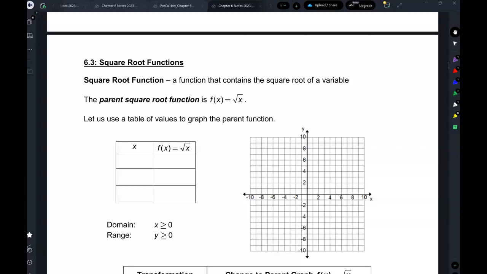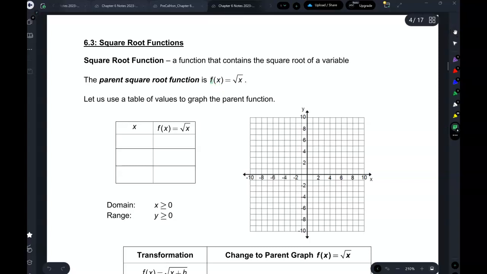Right, so we are going to talk about square root functions today. Namely, we're going to talk about how to graph square root functions today. Okay, so the parent function for a square root graph is this: f of x equals root x.